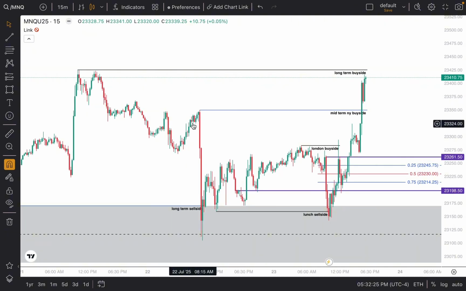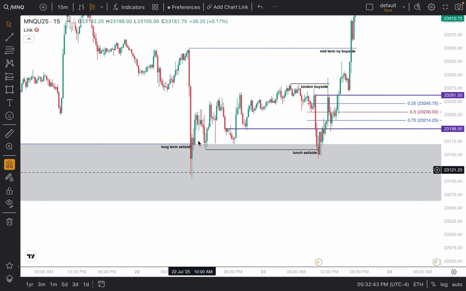Sorry if you hear the goddamn mowers or whatever it is, they're cutting the grass. But when it drops below here on the long-term sell side, I'm no longer using the idea that price should trade lower. It should start engaging buy side liquidity.